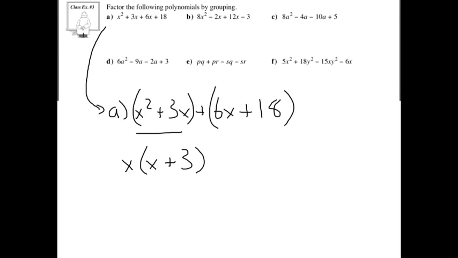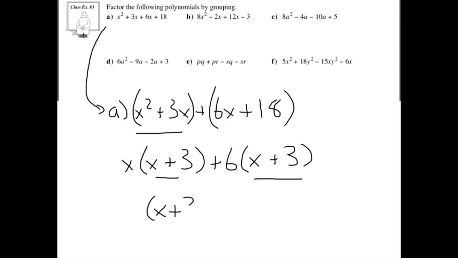Next up, we've got 6x plus 18. The common thing between 6x and 18 is a positive 6. So 6x divided by 6 is just x. 18 divided by 6 is just 3. Now you see we have a common factor, which is x plus 3. So bring that out, x plus 3. And then what we have left over is that x and that positive 6. Put that in the other bracket. So it's going to be x plus 3, x plus 6.